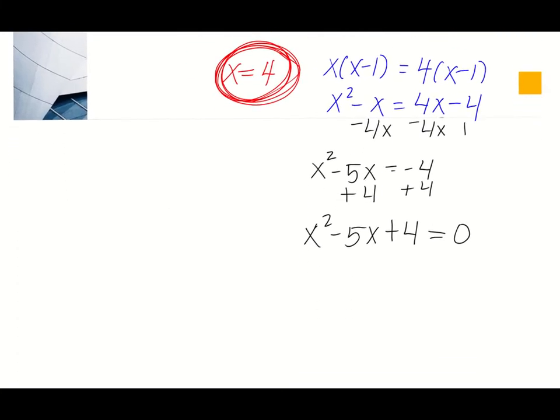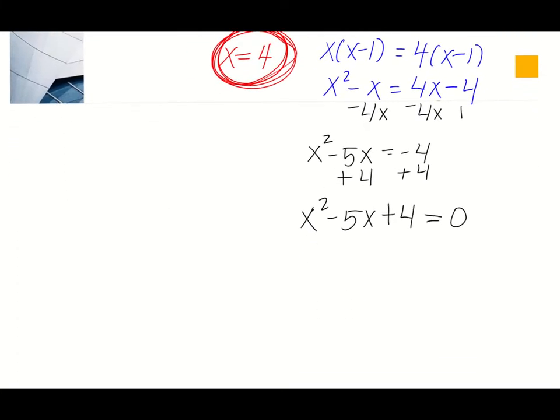Well, then we have to factor. And when we factor, we get x minus 4, x minus 1. So what are our solutions? Well, 4 and 1. So we have to check for extraneous solutions.